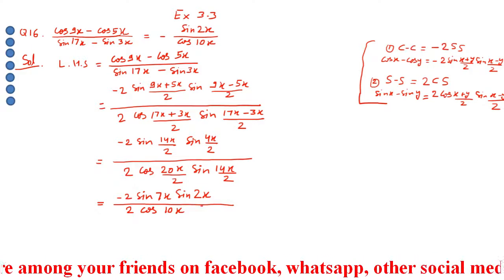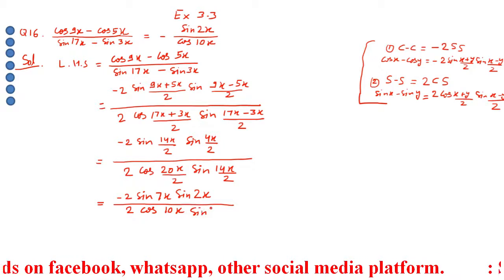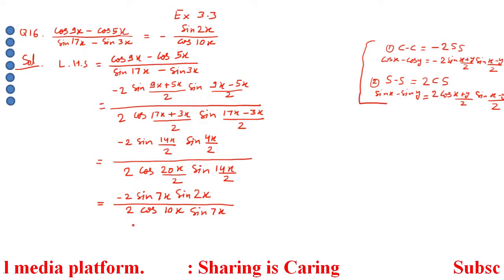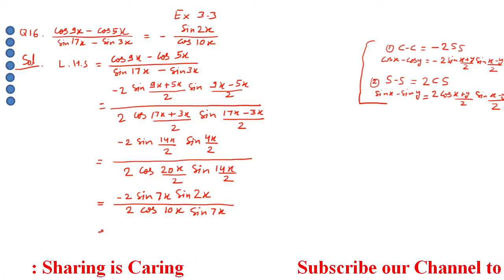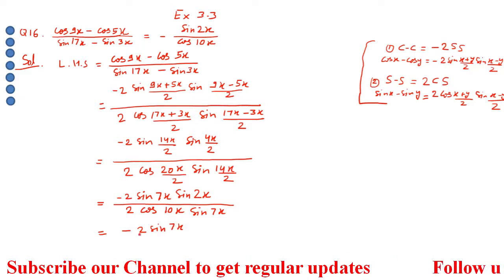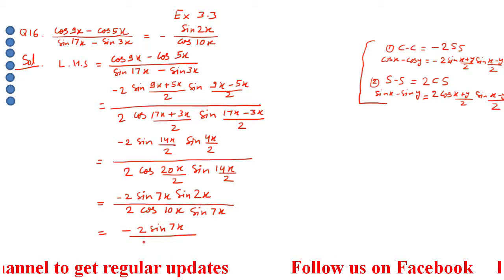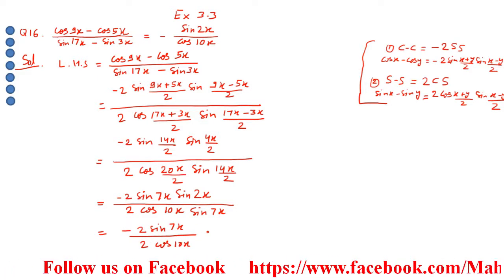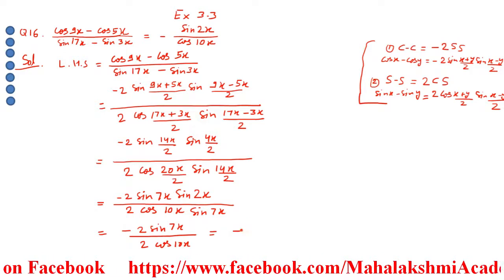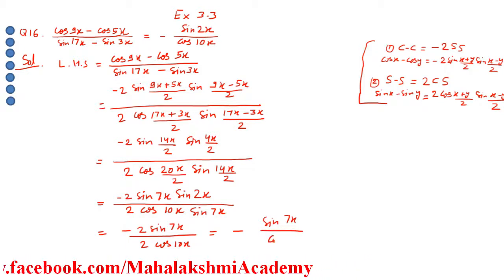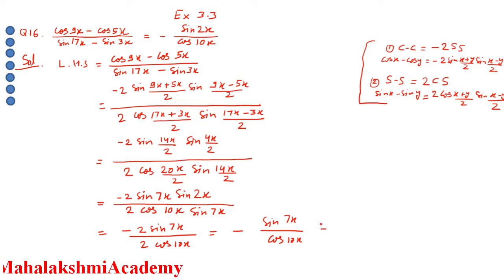Then 14x upon 2 is 7x. So sine 7x and this sine 7x will cancel each other. So we are left with minus 2 sine 7x divided by 2 cos 10x. Now this 2 and 2 will also cancel. So that will give us only minus sine 7x divided by cos 10x. That is our right hand side.